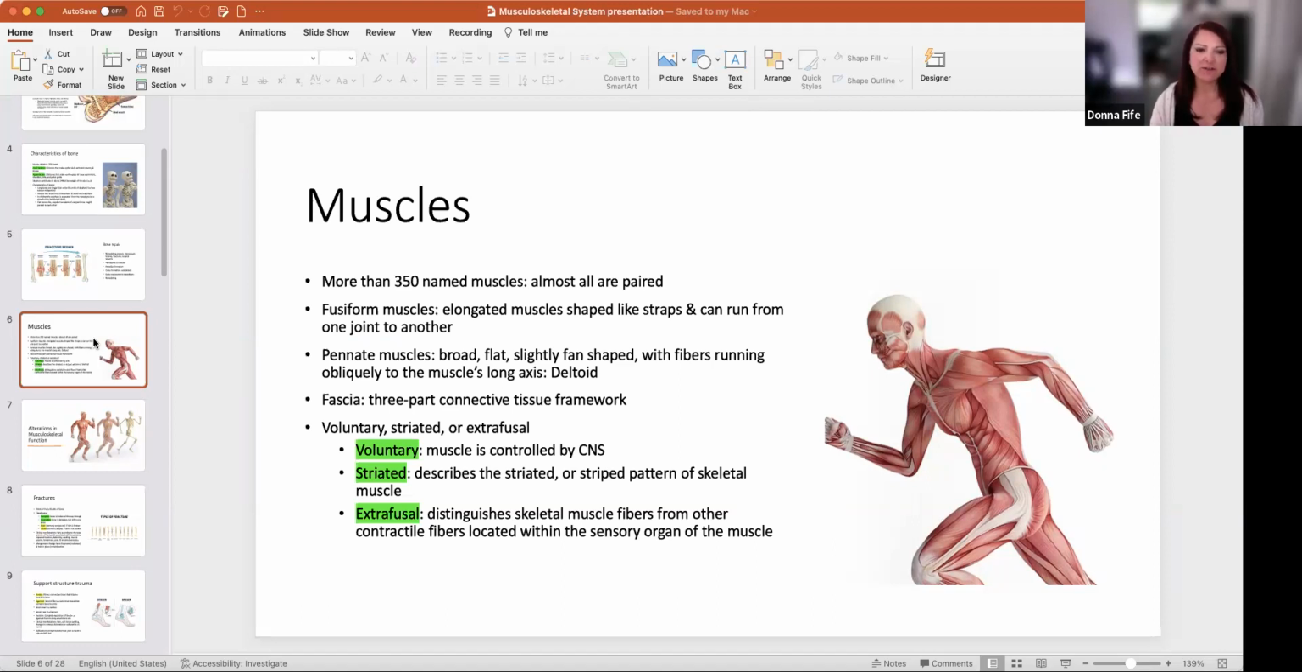There's fascia, a three-part connective tissue framework. And we have voluntary, striated, and extrafusal types of muscles. Voluntary muscle is controlled by the central nervous system. Striated describes the striped pattern of skeletal muscle. And extrafusal distinguishes skeletal muscle fibers from other contractile fibers located within the sensory organ of the muscle.